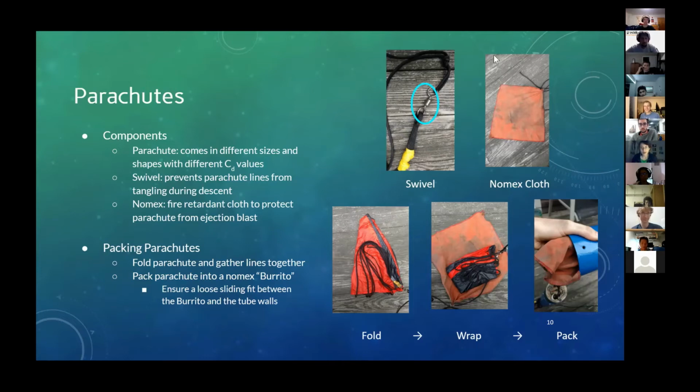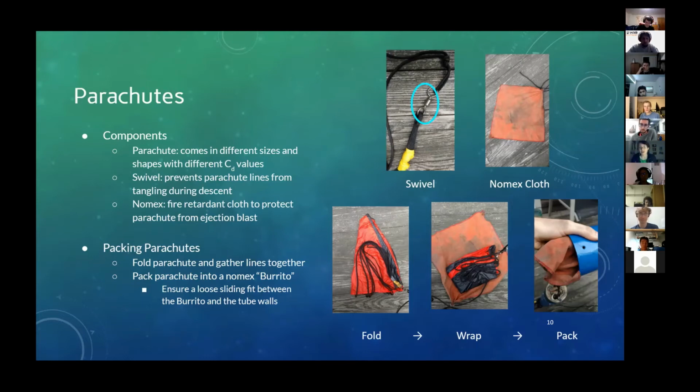Another important part of a parachute rigging system is the Nomex cloth. That's up in the upper right there. It's just a fire retardant cloth that you wrap around the parachute when you pack it, to protect it from the black powder charge, because you are basically making a small explosion inside of your tube to separate the rocket.